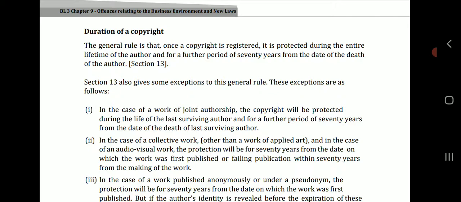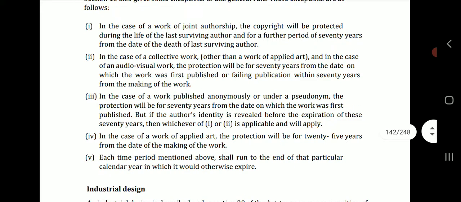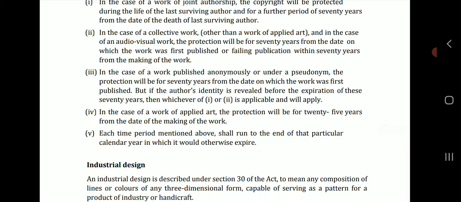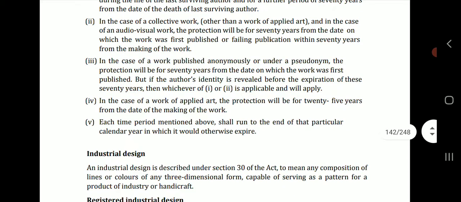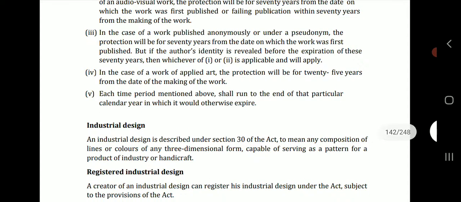That's how it is. And section 13 also gives exceptions to this general rule. So these are the exceptions. In the case of collective works and audiovisual works, protection will be 70 years from the date of publication, or within 70 years from the making of the work. A work published anonymously or under a pseudonym is protected for 70 years. If the author's identity is revealed before the expiration of the 70 years, then rules 1 and 2 will apply.